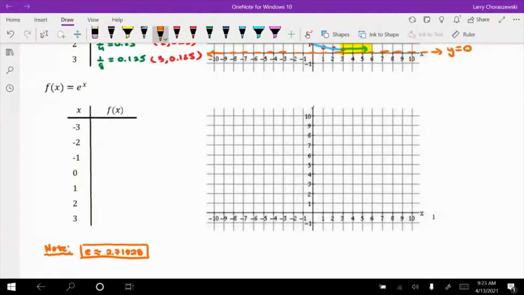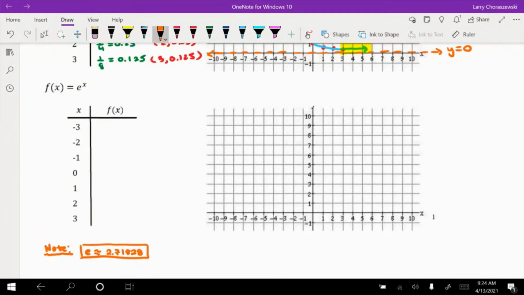Fortunately, because it's not a very easy decimal to work with, our graphing calculators have e programmed into them. And there are a couple of ways that we can access e on the graphing calculator. And I'd like to show you how to do that so that we can fill out this table with approximate y values.